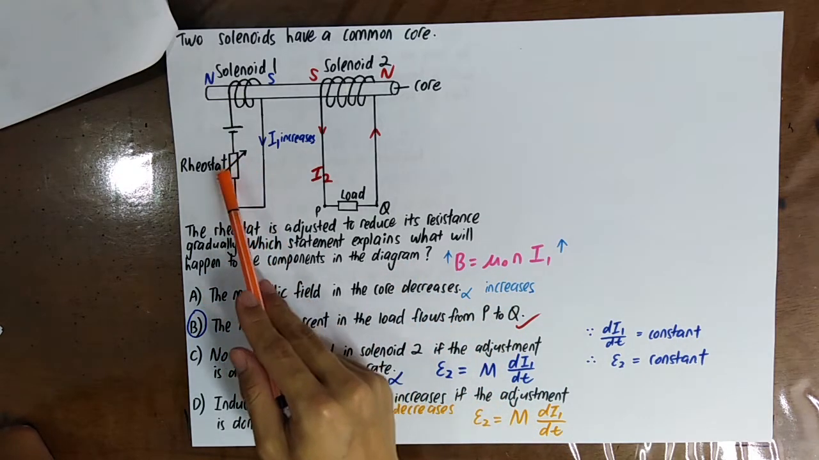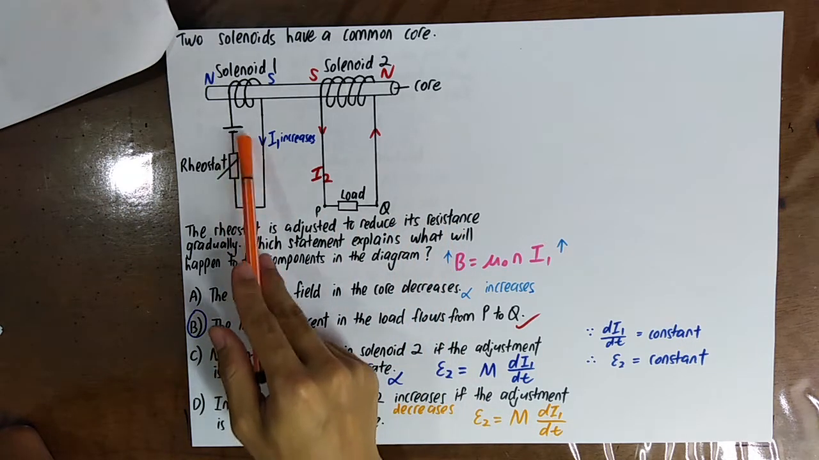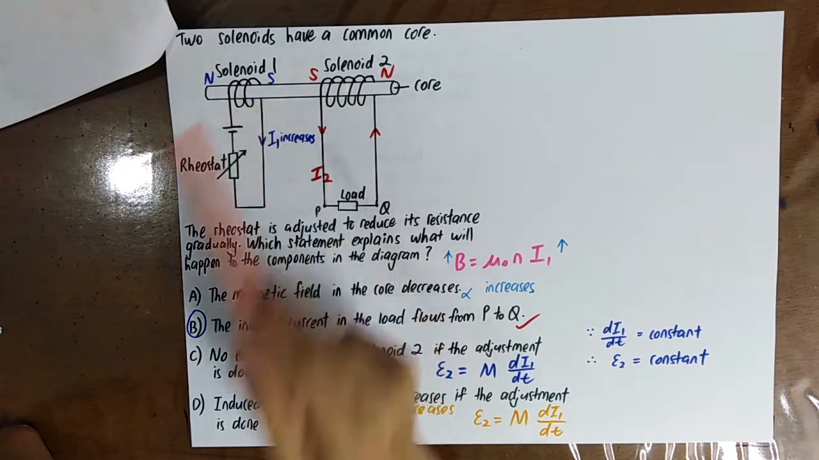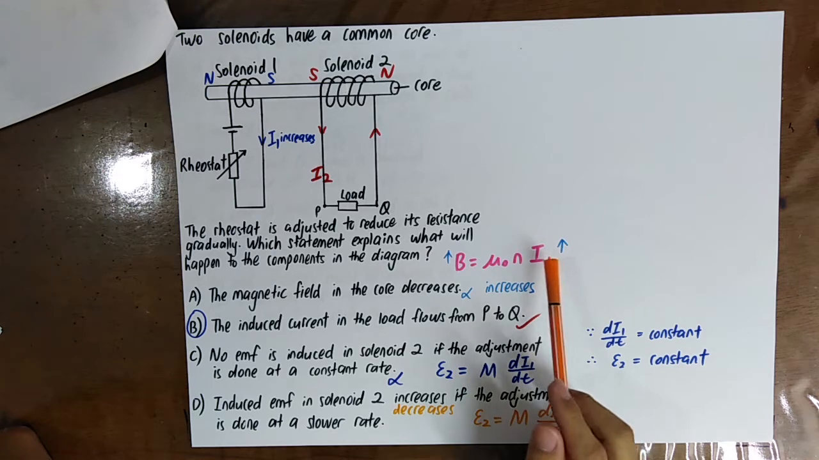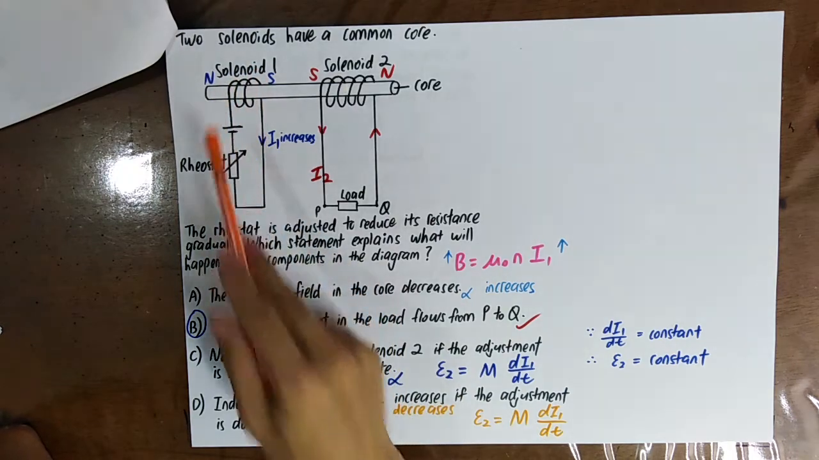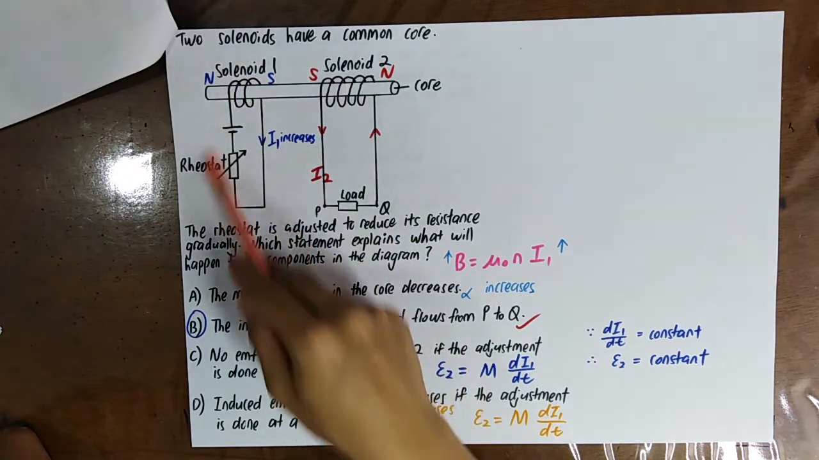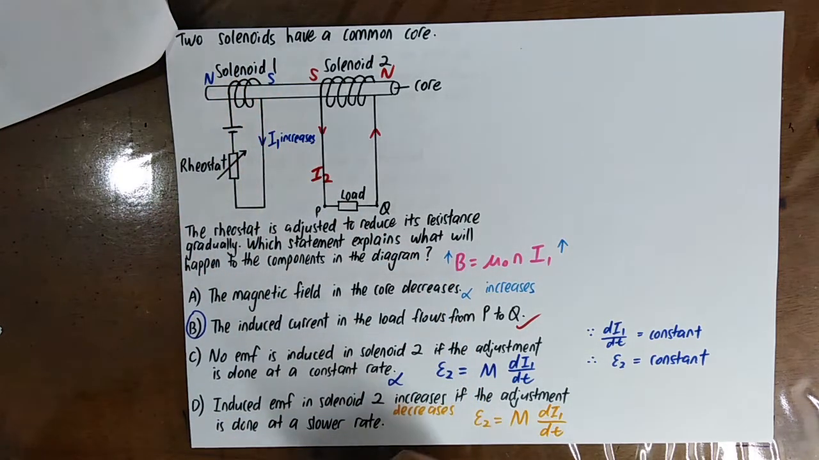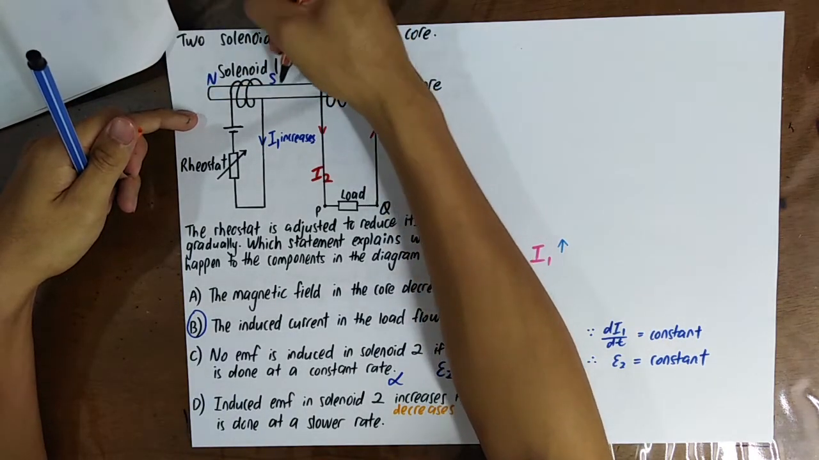Okay, so when the rheostat is adjusted to reduce the resistance, when R decreases, I increases. So you know that the magnetic flux due to this increases. Okay, so B equal to mu naught N I. When I1 increases, the magnetic flux density of solenoid 1 increases. Okay, so this is wrong. So when this increases, that means that the magnetic flux due to this increases, and you always have to remember that the magnetic flux will come out from the north pole to the south pole.